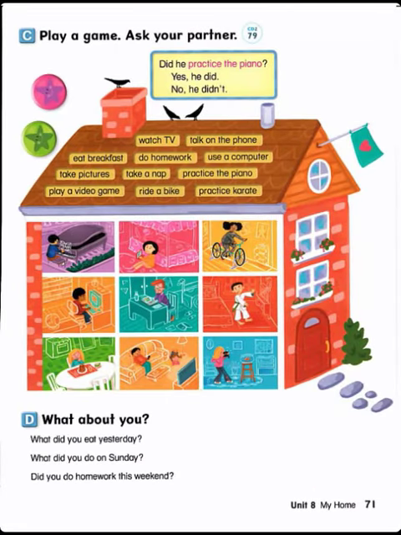Page 71. C. Play a game. Ask your partner. Did he practice the piano? Yes, he did. No, he didn't.